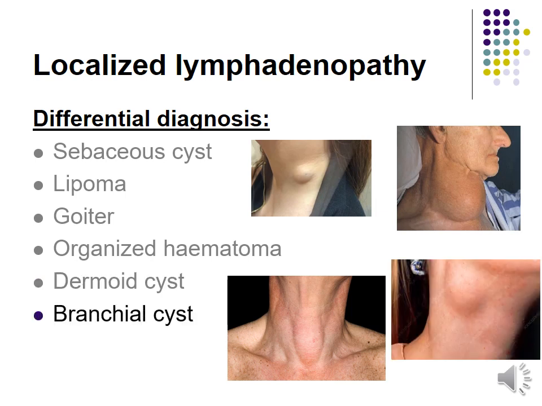Branchial cyst is a congenital cyst due to abnormality in fusion of the branchial arches. It is usually characterized by its site, which is pathognomonic. It originates in the upper part of the anterior border of sternocleidomastoid, and usually it presents in adolescent age.